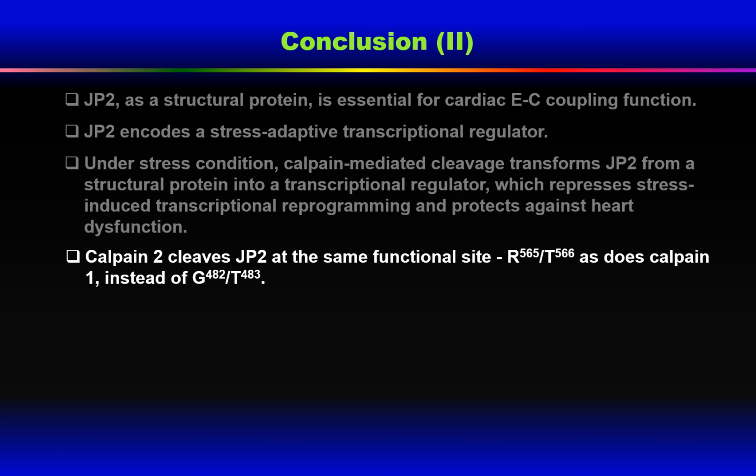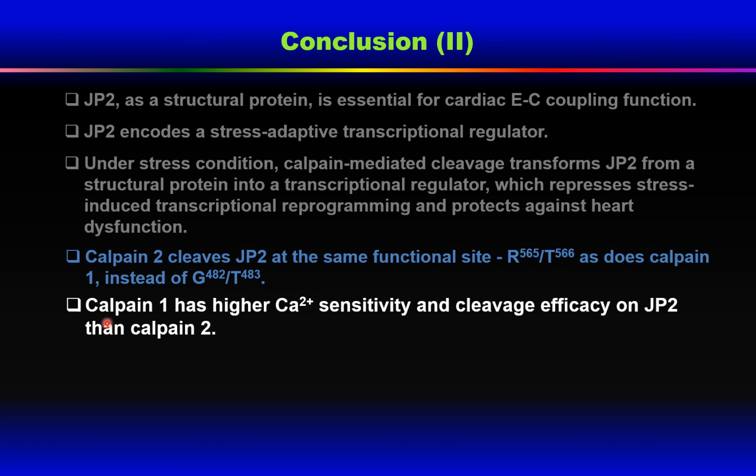So in summary, I can confidently tell you that Calpain-2 cleaves Junctophilin-2 at the same functional site, arginine 565, threonine 566, as does Calpain-1, instead of the glycine 482 and threonine 483 site. Calpain-1 has a higher calcium sensitivity and cleavage efficacy on JP2 than Calpain-2.